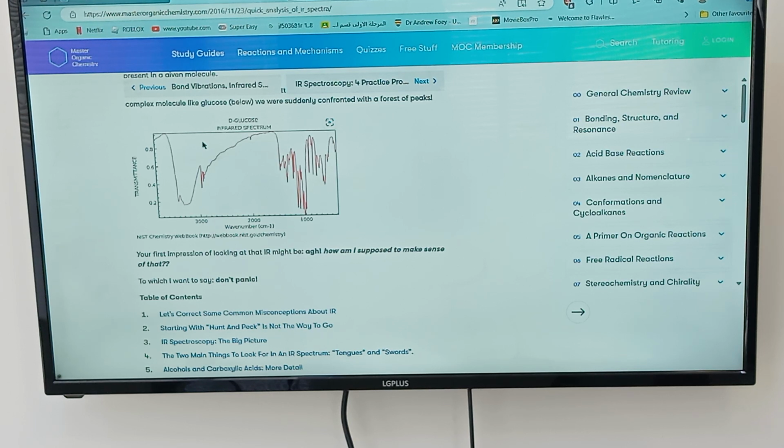Let's correct some common misconceptions about infrared. Starting with the hunt for every peak is not the way to go. Infrared spectroscopy, the big picture, the two main things to look for in an infrared spectrum, tongues and swords, alcohols and carboxylic acids, and more details.